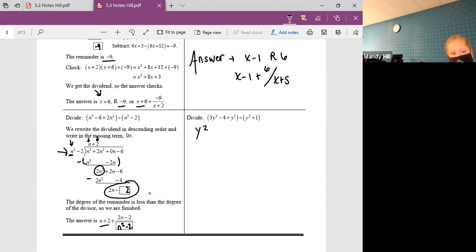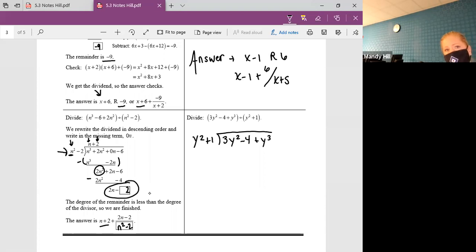Okay, we've got y squared plus 1, and we want to know how many times that will go into 3y squared minus 4 plus y to the third. I'm going to give myself a little bit more room.